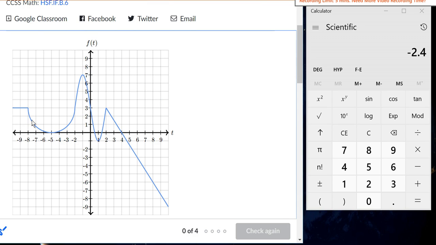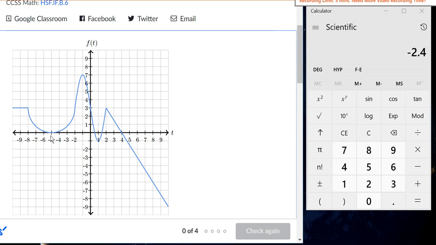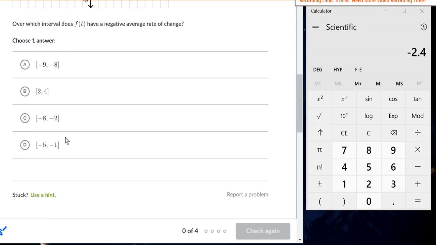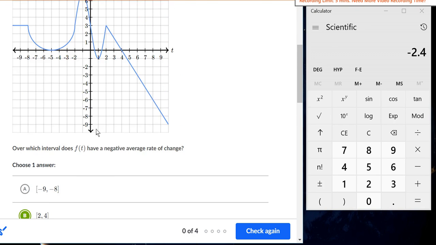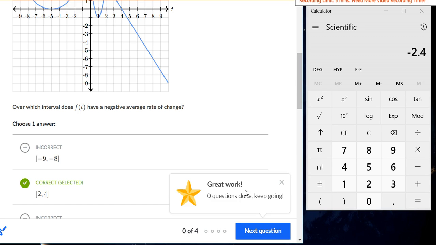-8, -2, from -8 to -2, it's actually going to be the same, because at -2, it again hits this same level of 3. Y equals 3 when x equals -2, so it's not changing again. And then from -5 to -1, it's going to be from here to here, which is, because this is x equals -1, it hits 7. It goes all the way up to 7, so it's actually going up on this interval. So we'll go back to our answer of B from 2 to 4, because that one is negative. So let's do that.